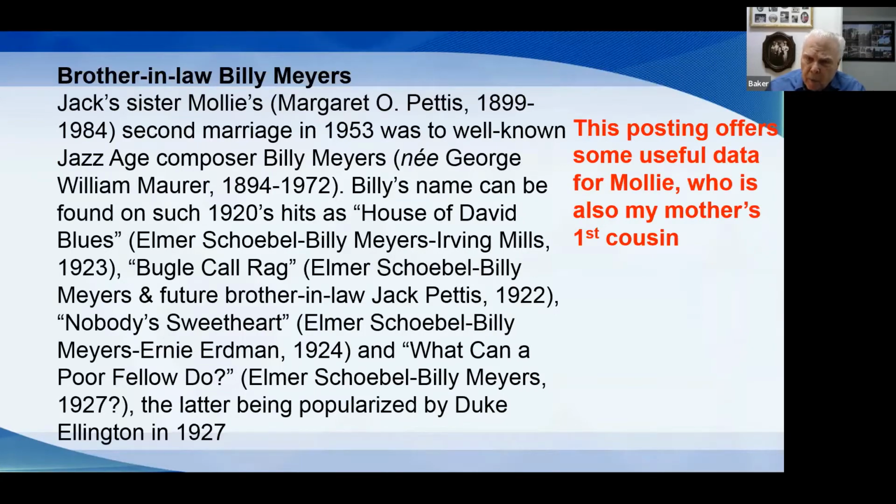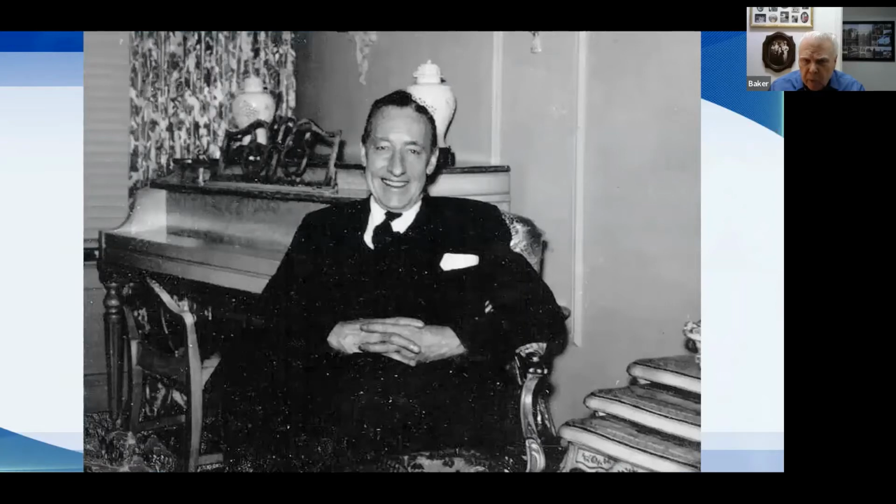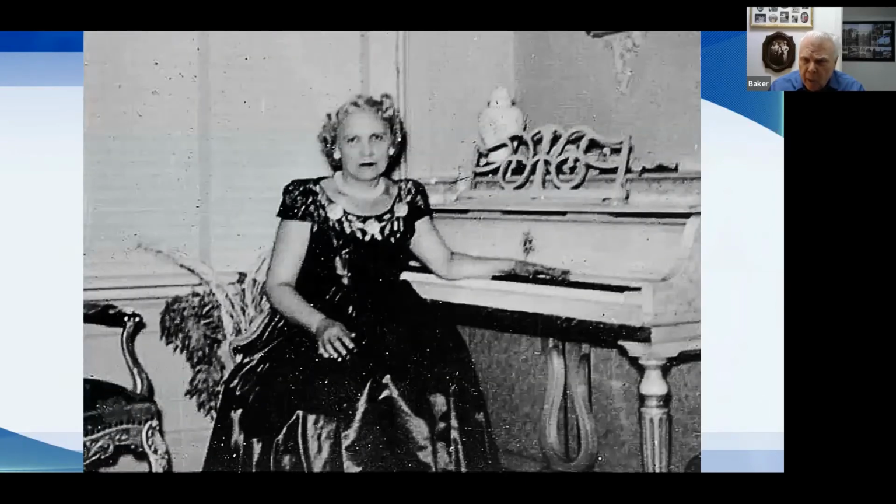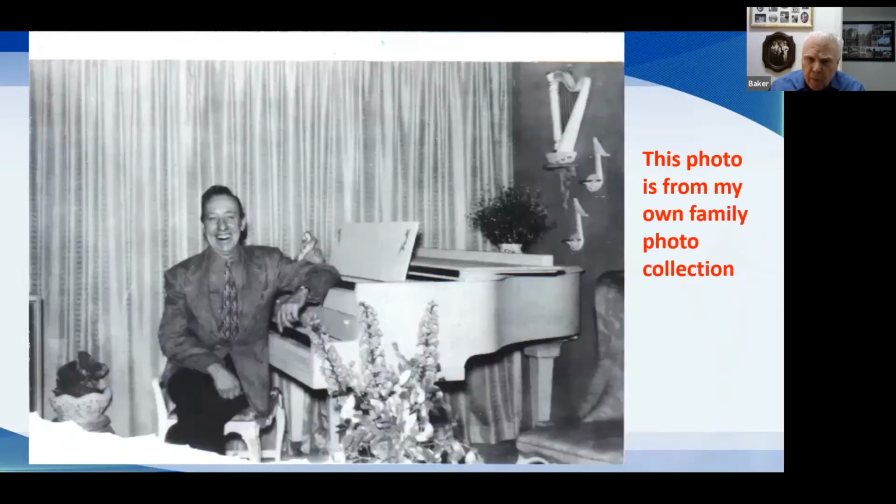Jack's brother, the girl in the picture there, Molly, Jack's sister, his brother-in-law. Here I put in Billy Myers, that was his name, and it tells all about Billy Myers and what he did. There's a picture of Billy sitting there at home in front of his piano, and there's Molly, who's now sitting next to another piano, and there's Billy again.